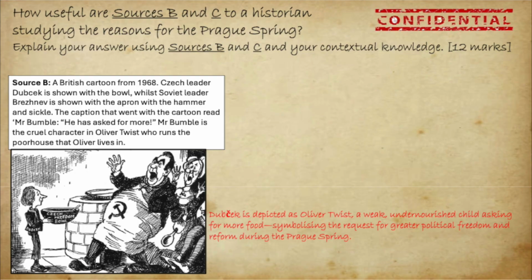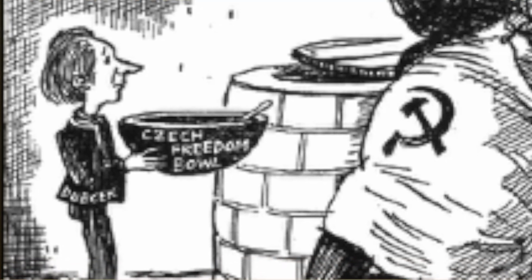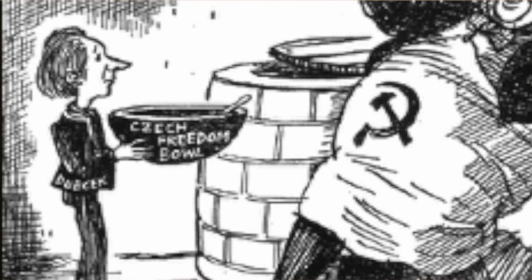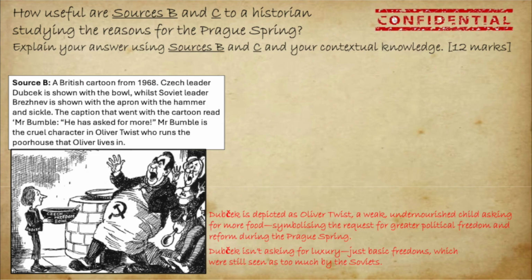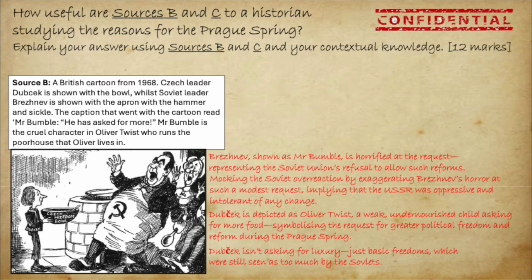Dubček is depicted as Oliver Twist, a weak, undernourished child asking for more food, symbolising the request for greater political freedom and reform during the Prague Spring. Dubček isn't asking for luxury, just basic freedoms, which were seen as too much by the Soviets. Brezhnev is shown as Mr. Bumble, and as you can see, he looks horrified. This represents the Soviet Union's refusal of such reforms. It is mocking the Soviets' reaction by exaggerating Brezhnev's horror at such modest requests, implying that the USSR was oppressive and intolerant of any change.